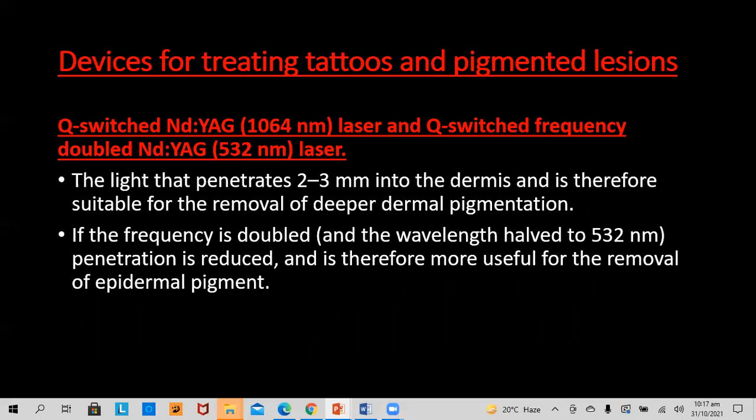YAG 532 nanometer laser. The light penetrates 2 to 3 millimeter into the dermis and therefore is suitable for treatment of deep dermal pigmentation. If frequency is doubled and wavelength halved to 532 nanometer, penetration is reduced and therefore more useful for removal of epidermal pigment.